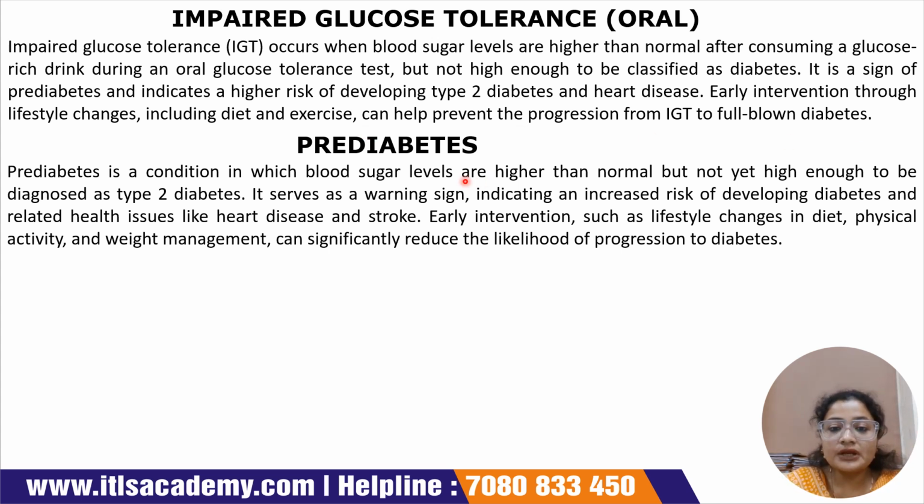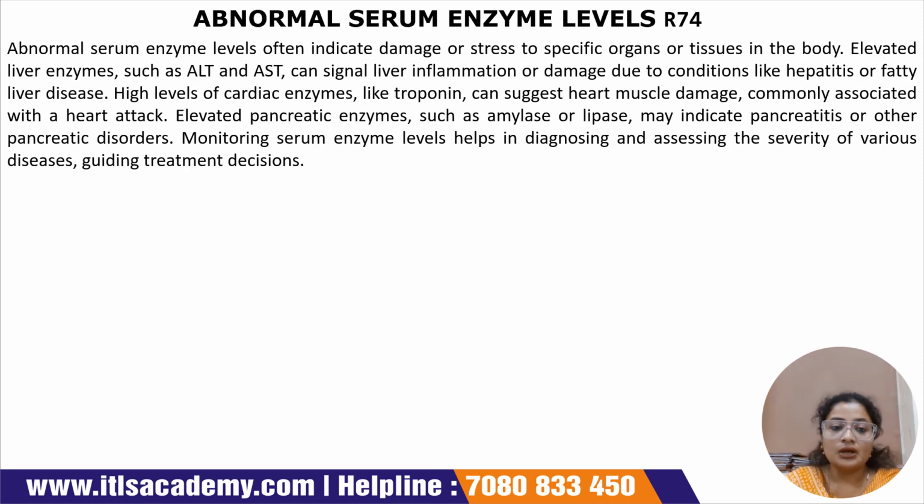Next, what we have is pre-diabetes. Again, it is a condition in which blood sugar levels are higher than normal, but not yet high enough to be diagnosed as type 2 diabetes. It serves as a warning sign indicating an increased risk of developing diabetes and related health issues like heart disease and stroke. Early interventions such as lifestyle changes in diet, physical activity, and weight management can significantly reduce the likelihood of progression to diabetes.